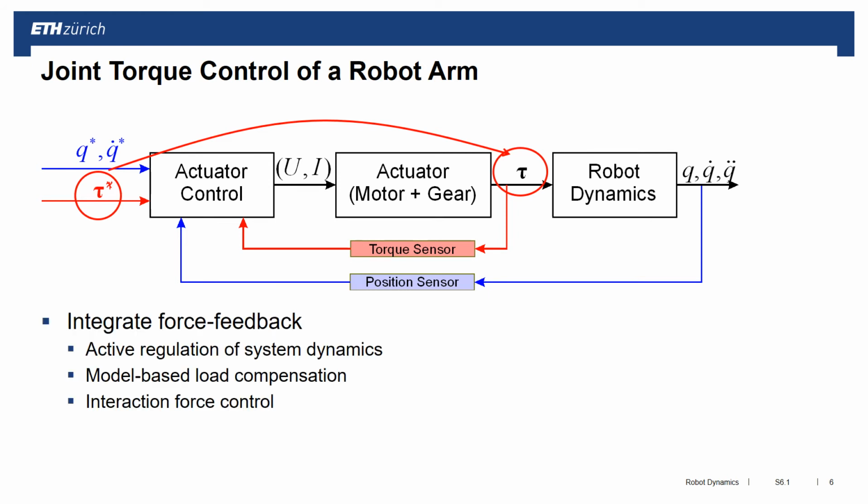With this integrated force feedback, we can actively regulate the system dynamics. We can do model-based load compensation, and we can also actively regulate interaction forces. So assume that this robot has to produce an active force onto our environment. What we can do is take this planned force that we want to achieve, do a mapping with a controller from the force that we want to produce at the end effector to the joint torques, and then give this directly as an input to our actuator controller.